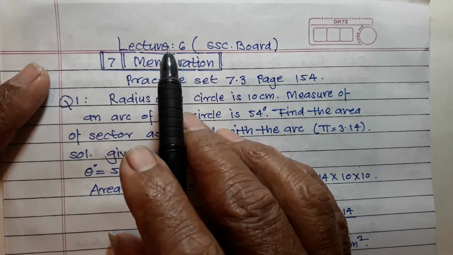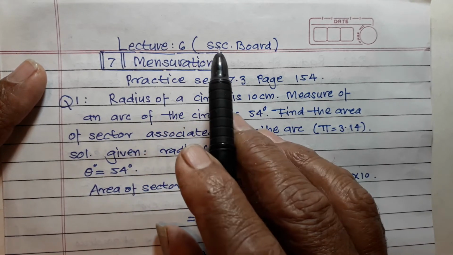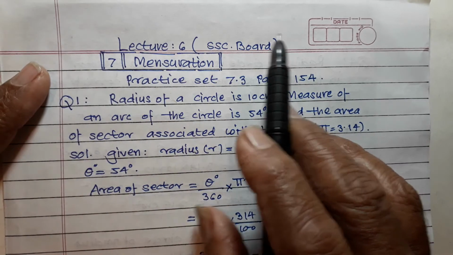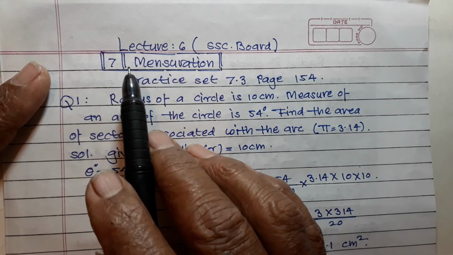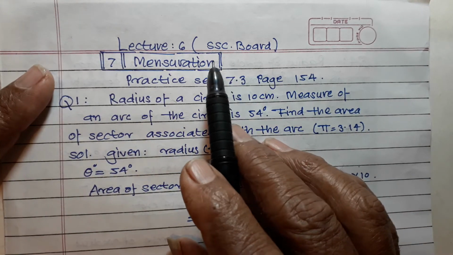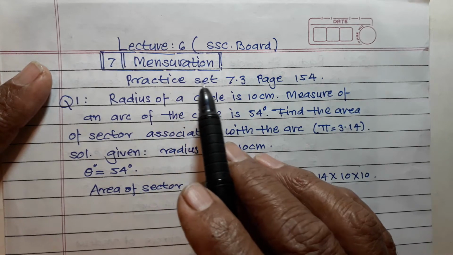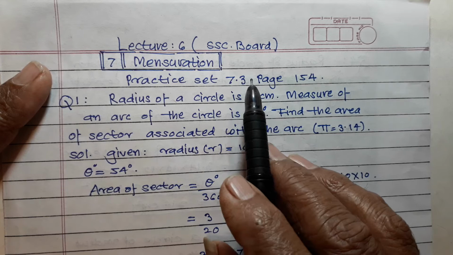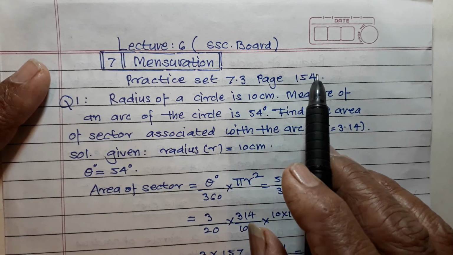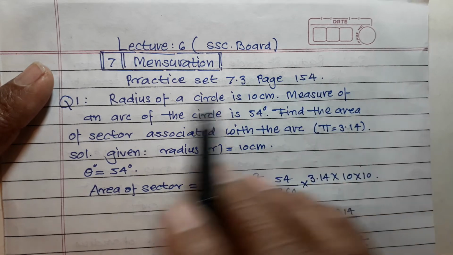Hello, my dear student. Lecture number 6 for SSC Board. Chapter number 7, Mensuration. In this lecture, I am going to explain some examples from practice set 7.3, page number 154. Question number 1.